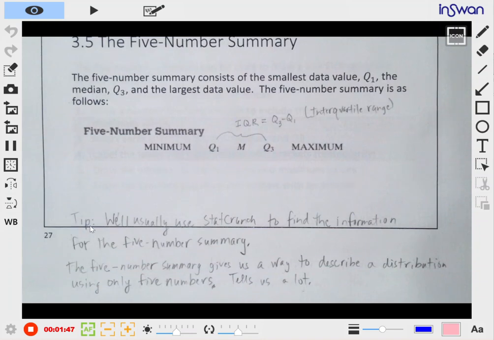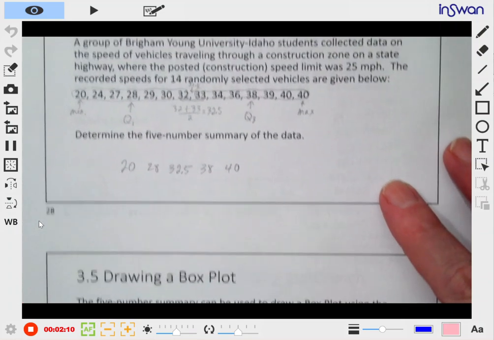Now, just a real quick tip here, we'll usually use StatCrunch to find this information for the 5 number summary, and I'll show you how to do that a little bit later. But the 5 number summary gives us a really nice way to describe a distribution using only 5 numbers, and it really does tell us quite a bit. All right, let's go ahead and move on to the next slide and look at an example.